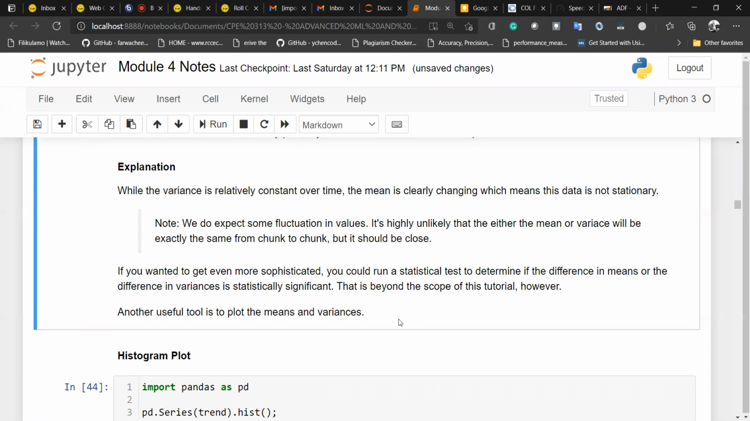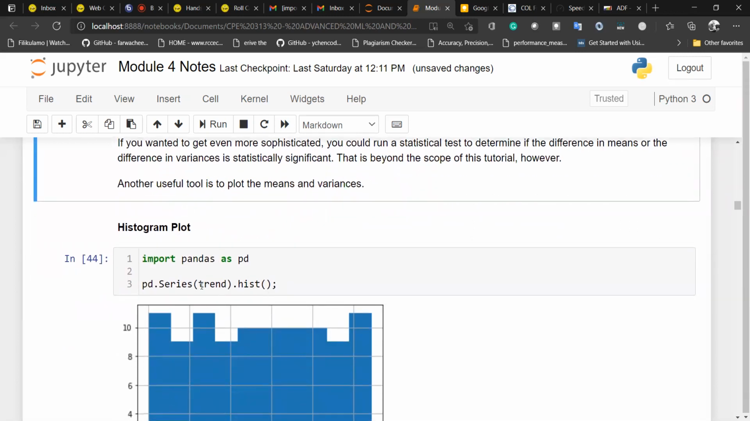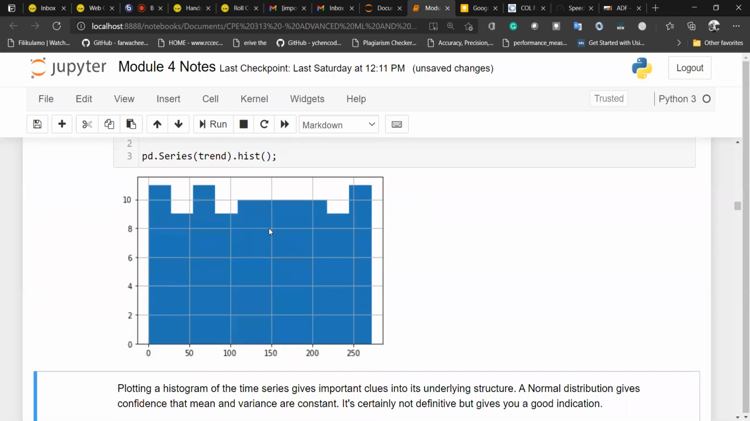However, that is beyond the scope of this tutorial. Another useful tool is to plot the means and the variance. We can do that by plotting it in a histogram, so we can plot the trend in the form of a histogram. So let's try to do that. So ito yung result natin. If you plot a histogram of the time series, ito yung structure na makikita natin.